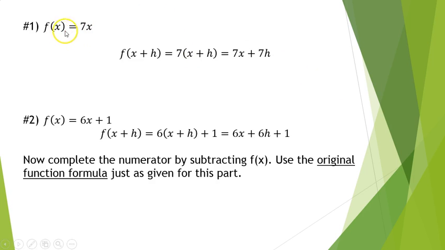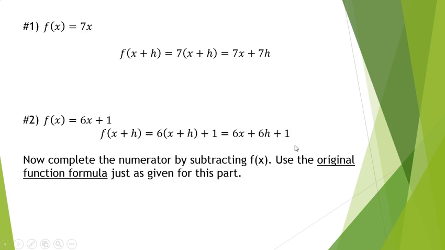So we started out with f of x equals 7x. f of x plus h is going to be 7 times, we change x into x plus h, and then we'll simplify that with a distributive property. Second one, f of x equals 6x plus 1. The x becomes x plus h. So we have 6 times x plus h, plus 1, and again distributing, 6x plus 6h plus 1. That's f of x plus h.